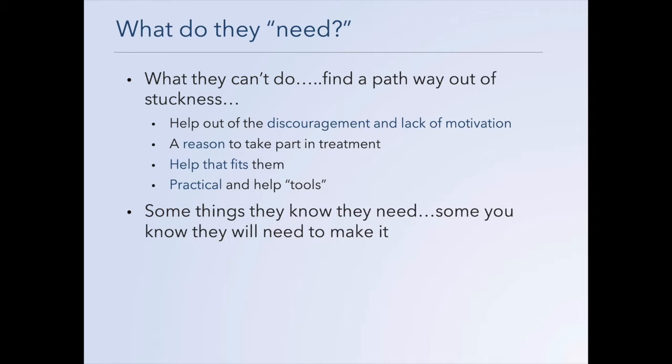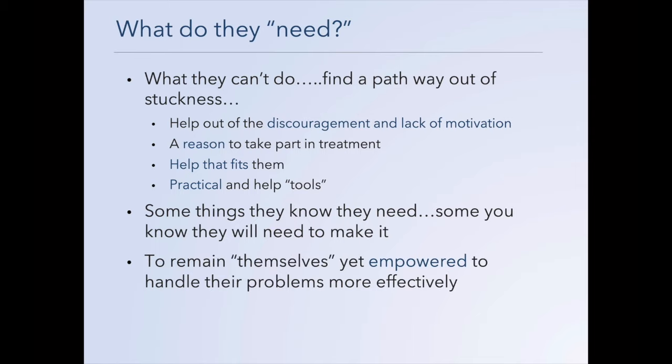What they would say is that they want some help. They want some help that fits them. They want some help that they can keep doing. They want help that'll work. So don't look to the family to be able to tell you each thing they need. One thing they do need, and they will tell you, is this: they need to remain themselves.